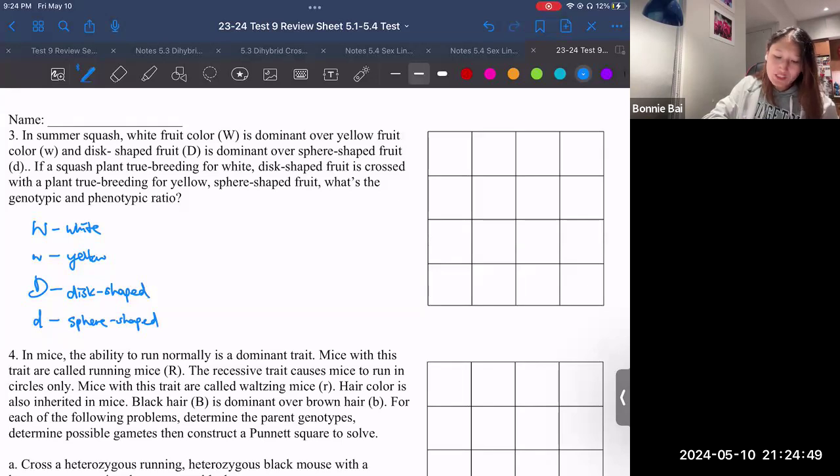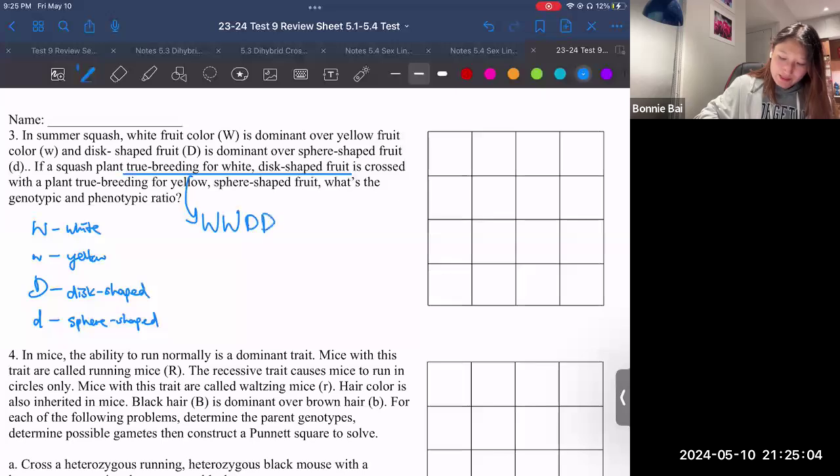Okay. Squash plant is true breeding for white disc-shaped fruit. Okay. So true breeding means homozygous. White, big W, big W. Disc shape, also big D, because it just says true breeding. So I'm just going to use homozygous for both. True breeding for, but it's not always the same, right? You might say true breeding sphere, then it will be big W, little d. Right? True breeding for yellow sphere-shaped fruit.